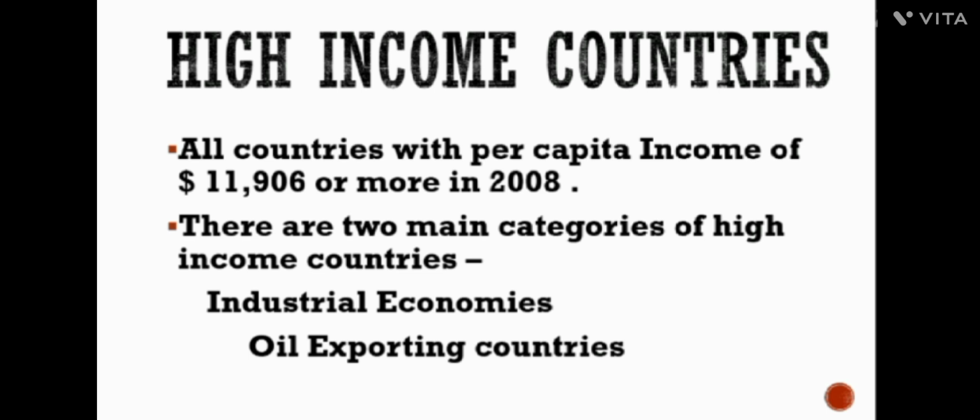Okay, now the next or the third type was high income countries. Now these high income countries were those countries which were having the per capita income of $11,906 or more in 2008. Okay, there were two main categories of high income countries: industrial economies and oil exporting countries. Now high income countries were those countries which had a high level of industrialization, advanced technology, literacy level, information age. Okay, had technology, employment, everything was there, urbanization. So these were the high income countries, and these were also said to be advanced countries.